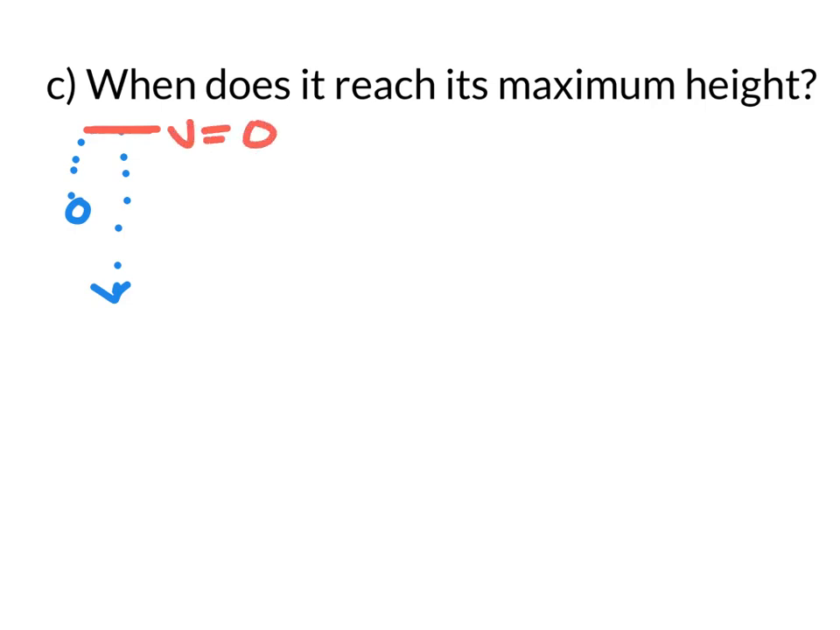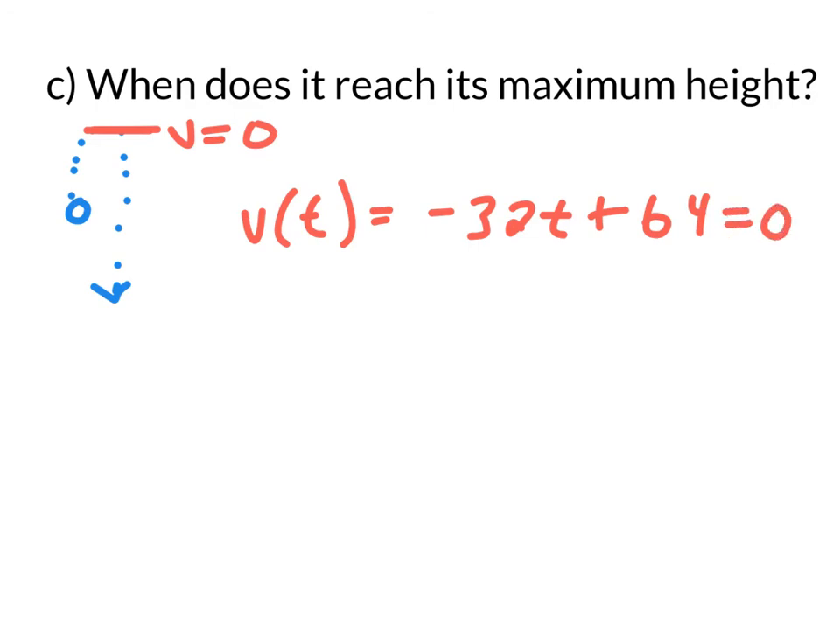So what I can do is take the velocity equation that we found in part A, where we found velocity was equal to negative 32t plus 64, and I can set that equal to 0 to solve for t. So this would give me t is equal to 2 seconds. That's when the ball will reach its maximum height. If I wanted to calculate what that height is, then I would just take 2 seconds and plug that into s of t, which is the position formula.